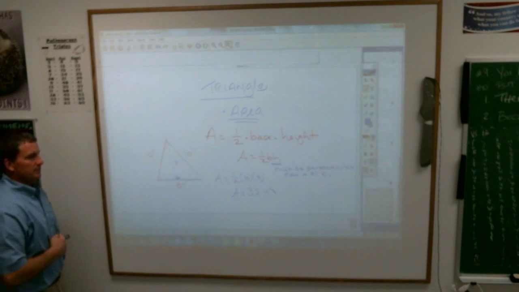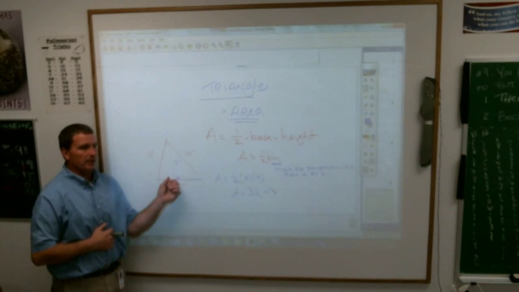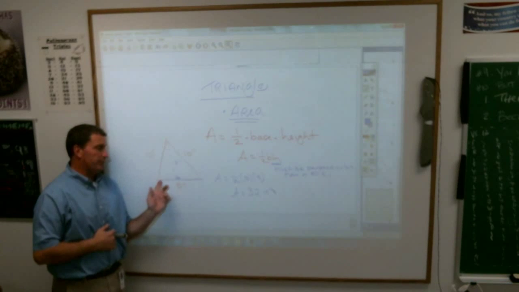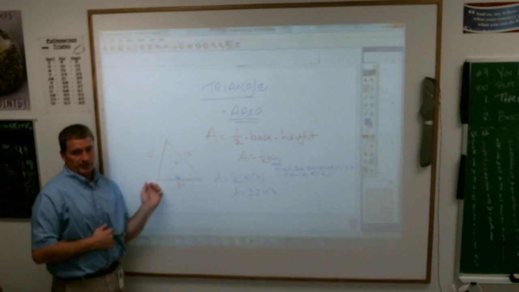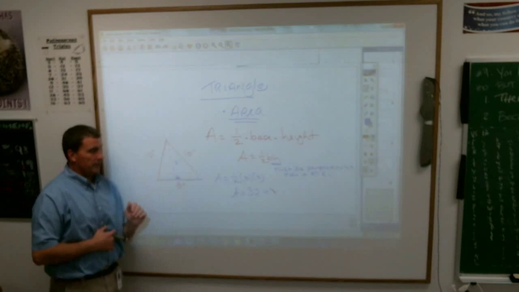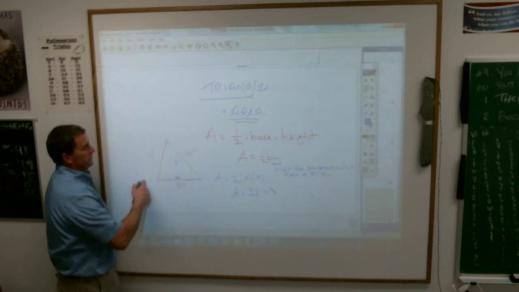Do you have that? If you're asked for area, perimeter, no. Perimeter, you just add up the sides. But area has to form right angles. Has to form right angles. Okay? Let me give you another example.